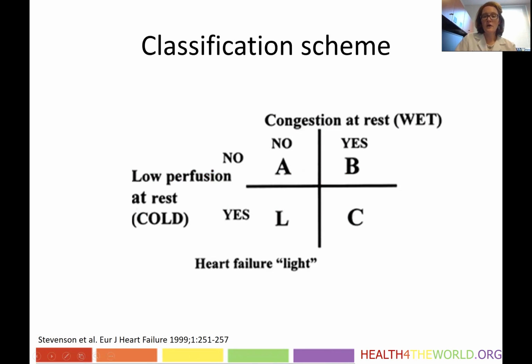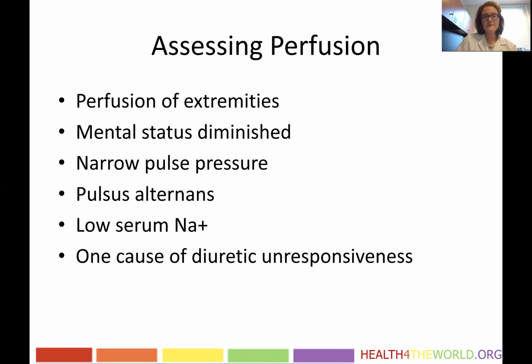A patient who has volume overload but is nice and warm and well perfused and has good end organ function is sitting here. A patient who has no fluid but is very cold because of low output would be sitting here. And then a patient who has lots of fluid but is also cold is here. We want to be thinking about where our patient is on this axis because that will help us determine what course of action to take next.